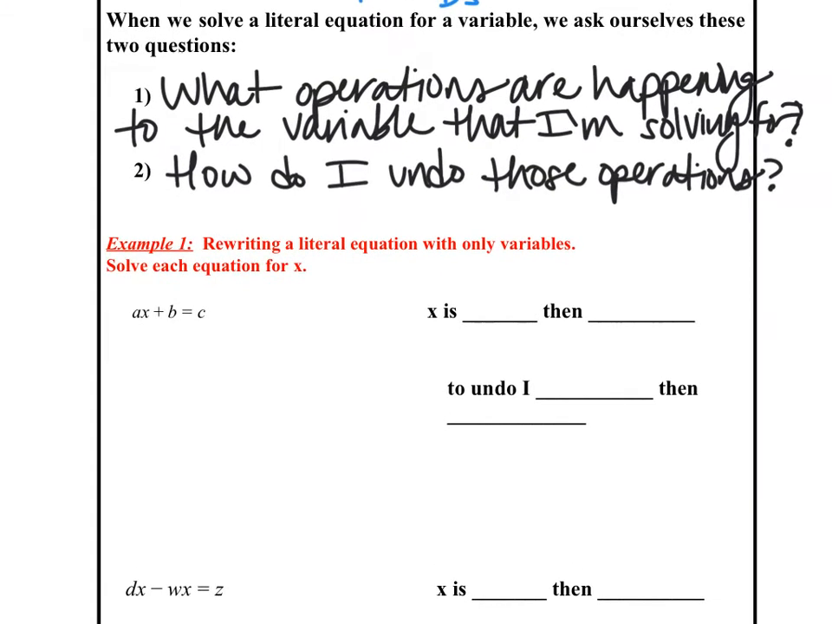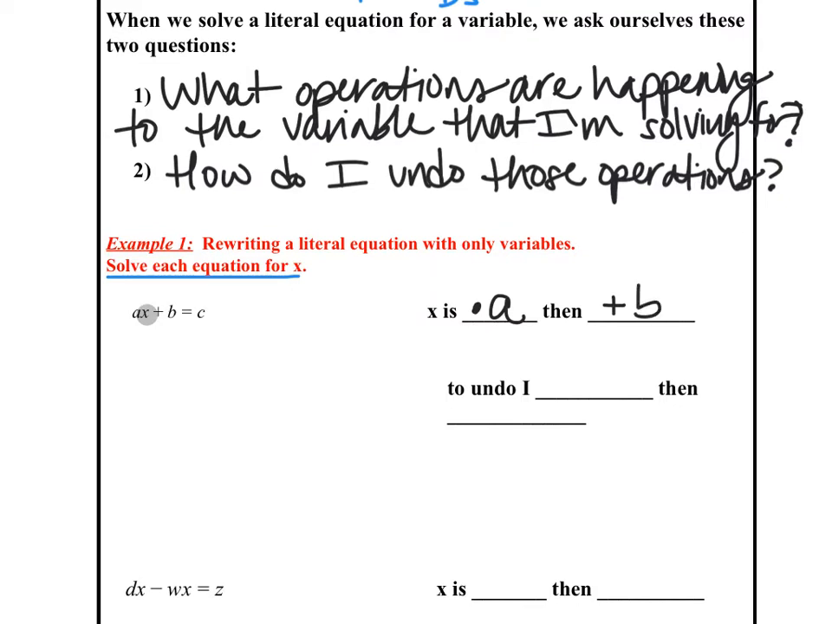First one, again, we're asking what operations are happening to the variable you're solving for, and how do you undo those? So we are rewriting to solve each equation for x. All right, here's our x. This is what we're trying to get alone. That x is right next to the a, so it's being multiplied by a, and then b is being added.